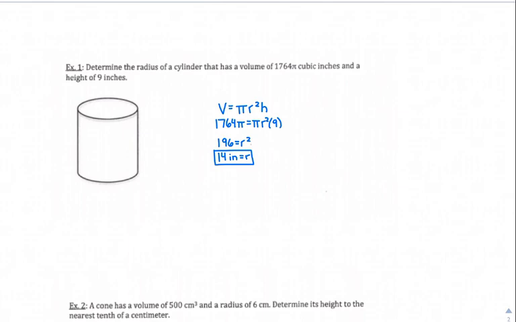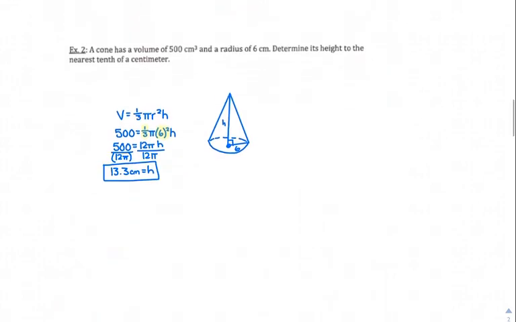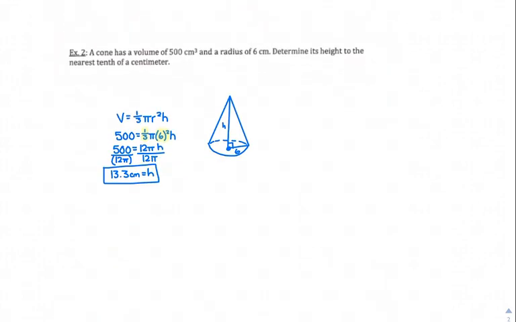So make sure if it gives you units, you put units. And then in number 2, since it says the volume is 500 and it doesn't say pi, you have to divide by pi. So the only time it cancels out is when you have pi on both sides.